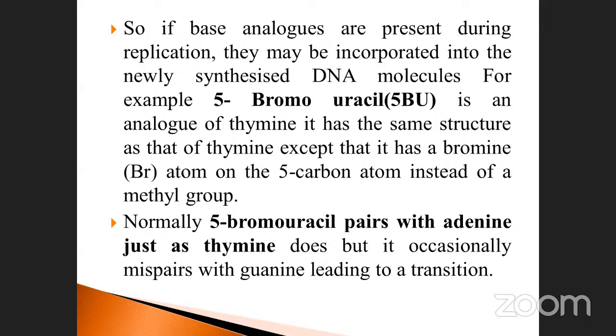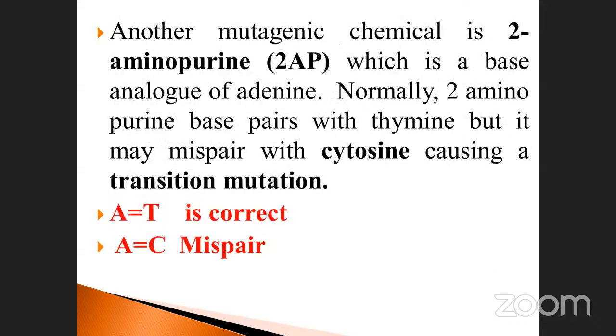Normally 5-bromouracil pairs with adenine, just as thymine does, but it occasionally mispairs with guanine, leading to the transition process. Adenine always combines with thymine. But when 5-bromouracil forms, it does not happen; instead of thymine, it pairs with guanine, leading to the transition process. As a result, the change occurs, mutation occurs. That is called chemical mutation. So this is very, very important.